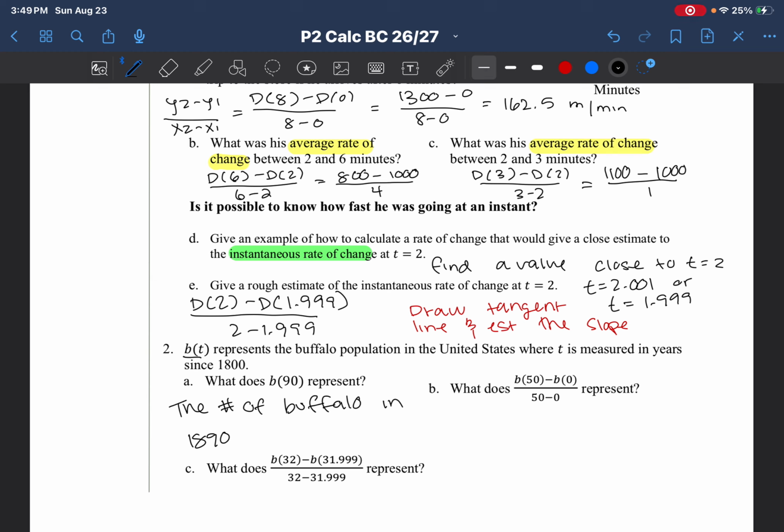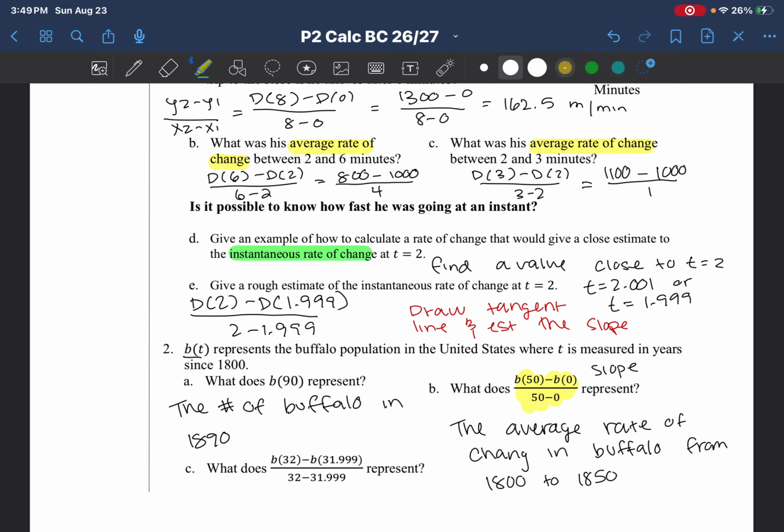Okay, part B says, what does B of 50 minus B of 0 over 50 minus 0 represent? Okay, well, this right here is our slope formula. So this is going to be the average rate of change in buffalo from 1800 to 1850. Notice that anytime we were looking at slope, we said the words average rate of change.